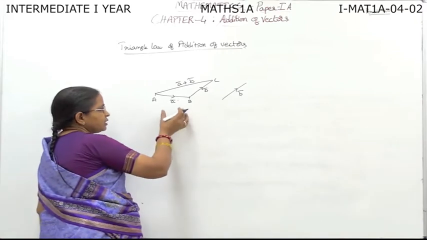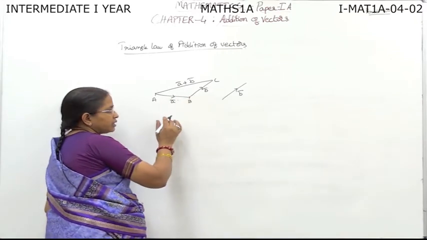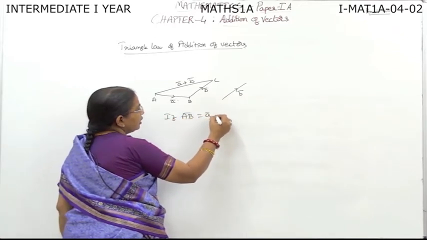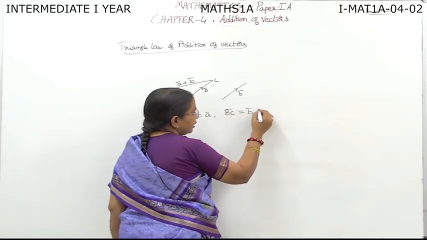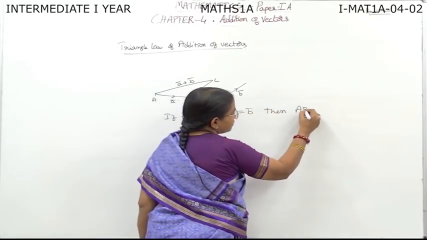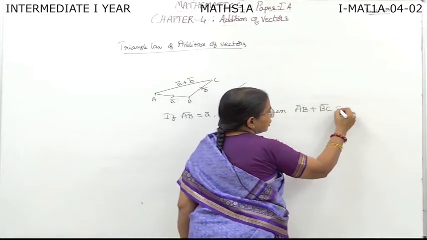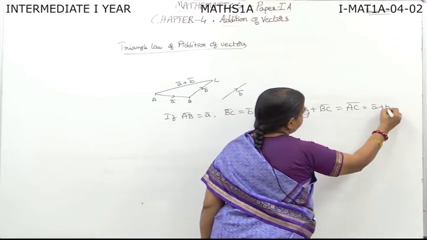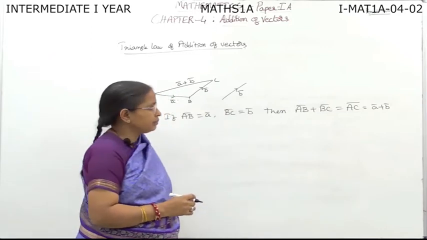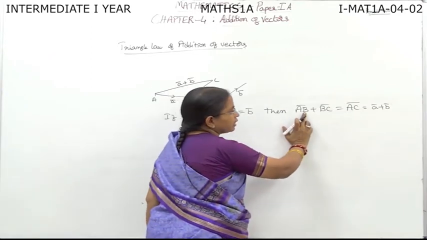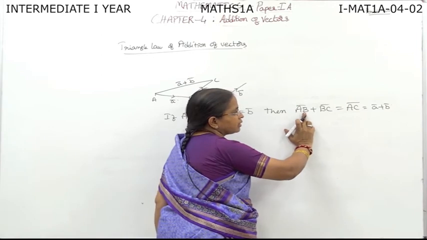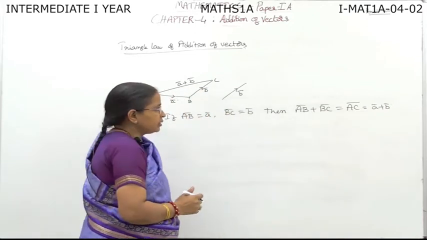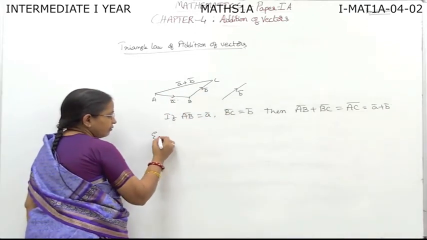Definition-wise, it is like this. If AB is equal to A and BC is equal to B, then AB plus BC is equal to AC. So A plus B is equal to AB plus BC. Here you should observe that the terminal point of the first vector is the initial point of the second vector. That is the main thing to observe in this property. Now we'll take one example.